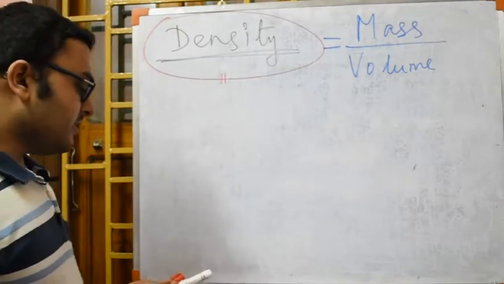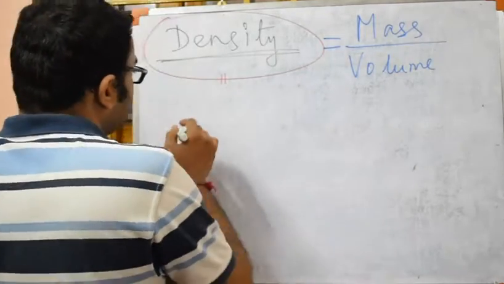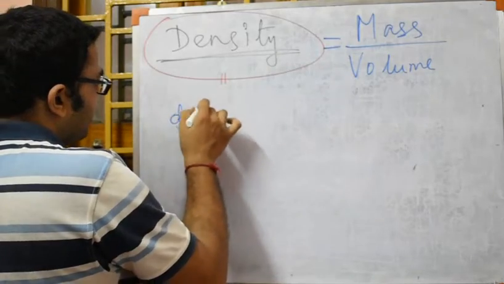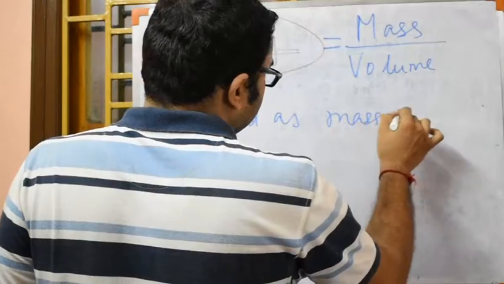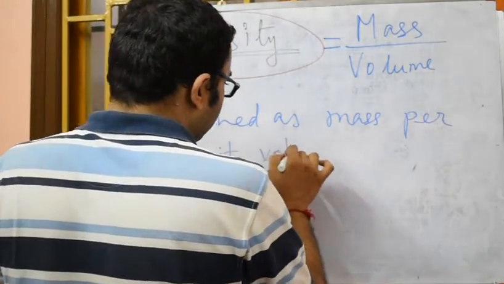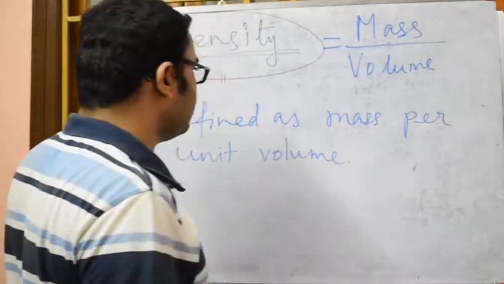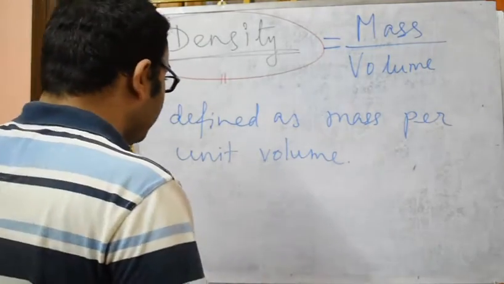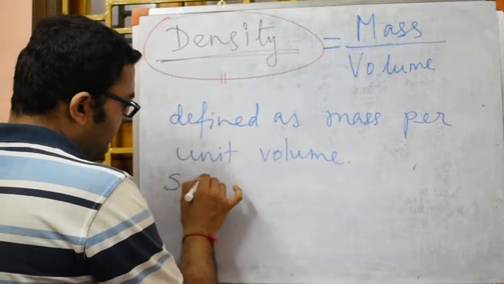So how can I define density? Density is defined as mass per unit volume. It has an SI unit. What is the SI unit? Please note it down, SI unit.